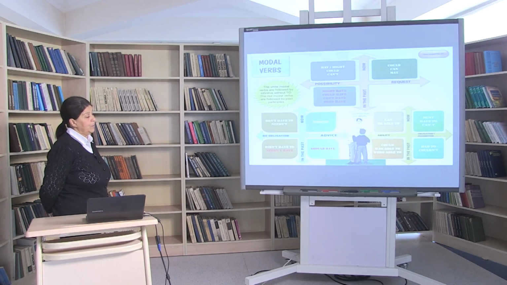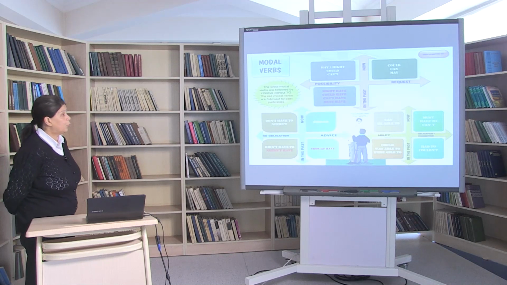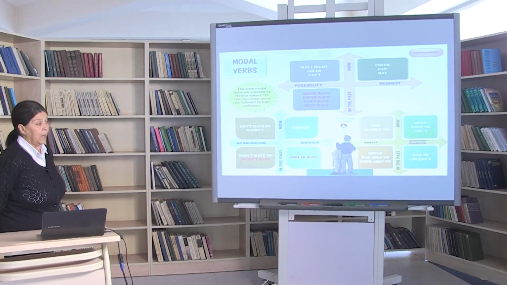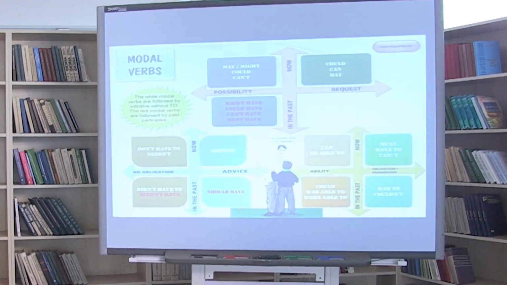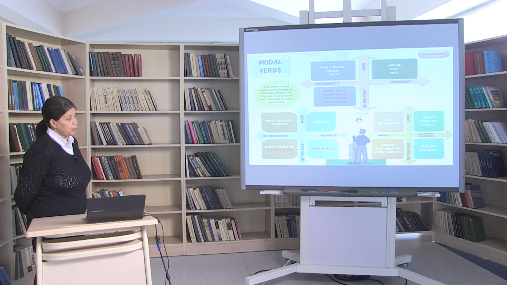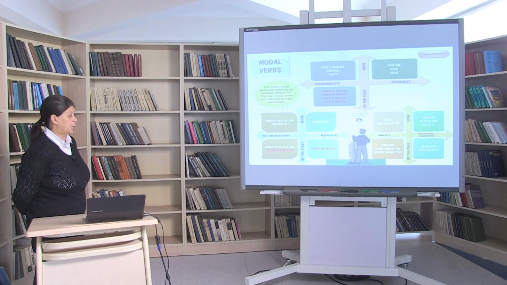Must also has synonyms. Its synonyms are have to, has to, had to, ought to, should, and to be to. In previous pages, I spoke about have to, its interrogative form, and its negative form. Should is used to express advice, to give advice to anyone. Ought to is also used in giving advice. The difference between should and ought to is that should is not followed by the infinitive with to, but ought to is followed by the infinitive with to.